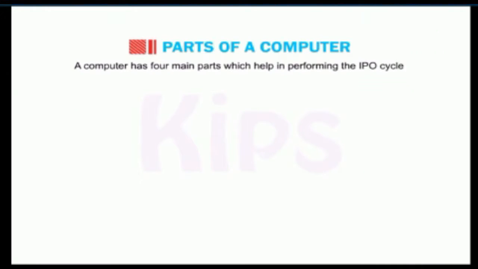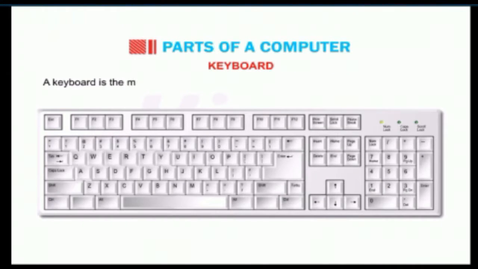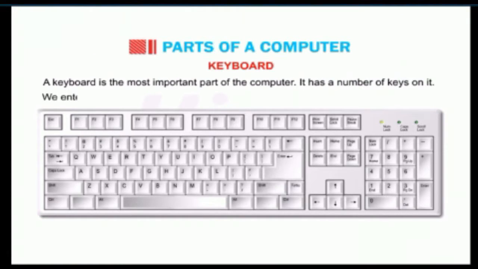Now we shall discuss the parts of a computer. A computer has 4 main parts which help in performing the IPO cycle. Keyboard. A keyboard is the most important part of the computer. It has a number of keys on it. We enter information and instructions into the computer using the keyboard.